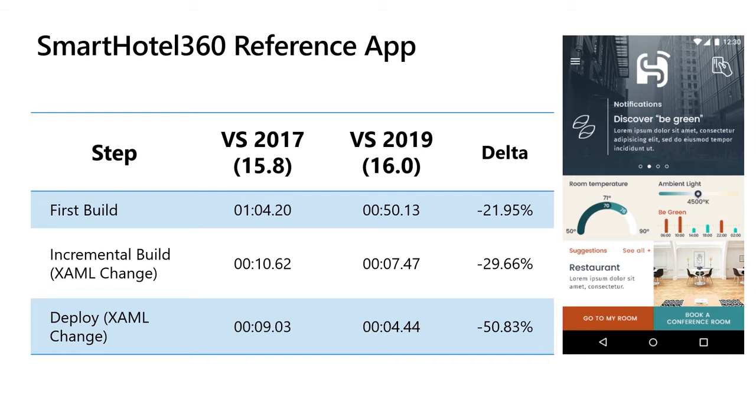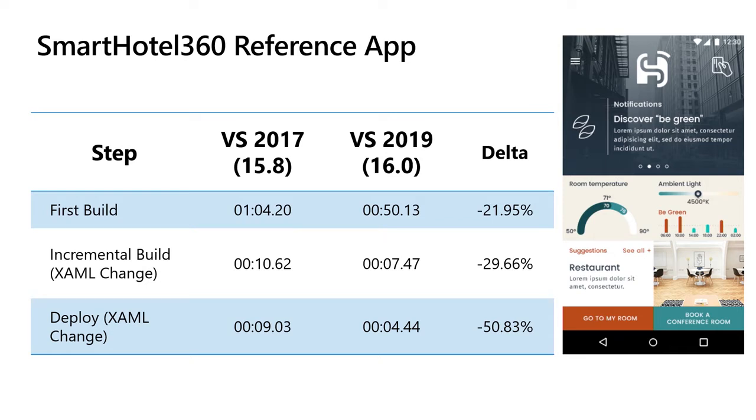So we started with VS 2017 and we benchmarked it with this app. We said, how long does it take for your first build, for your incremental build, and for your deploy? And just changing XAML, we want that to be really, really fast especially. So then we improved it in VS 2019. We've continued to improve it since VS 2019 launched in April. But these are kind of the benchmarks we took then.